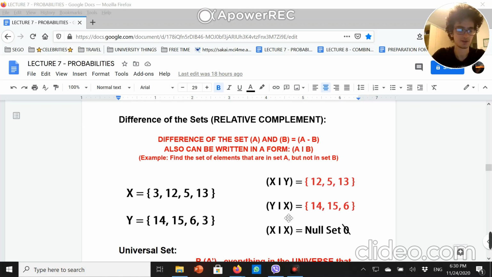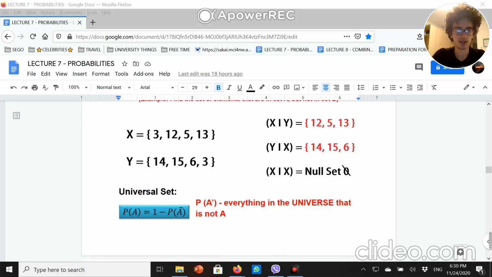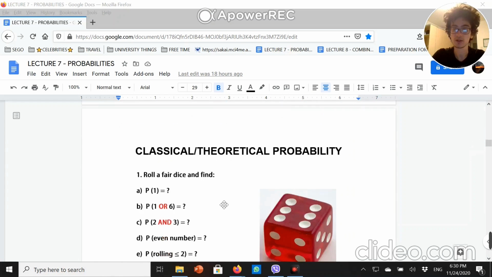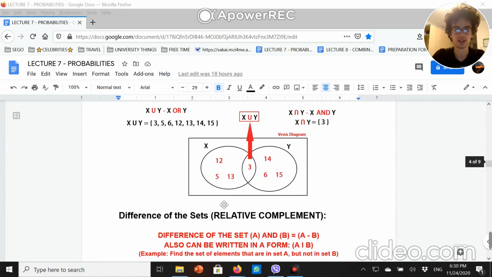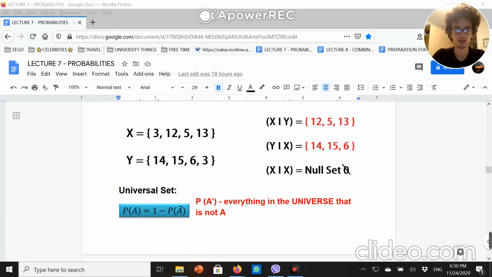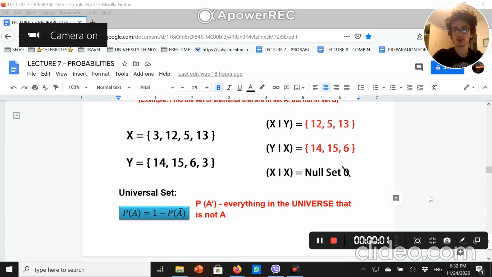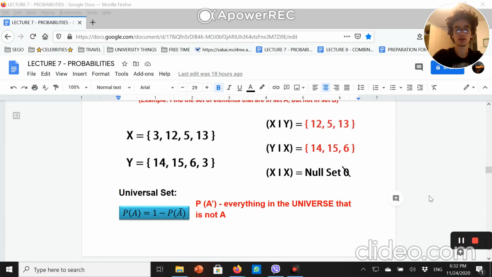There's nothing left. And lastly, I want to talk about the universal set. If you remember, a minute ago I spoke about this complementary event. Well, this is exactly the universal set. So the probability of A can also be found by writing 1 minus the probability of the complement of A. And what is the universal set in this case? What is this probability of the universal set of A?